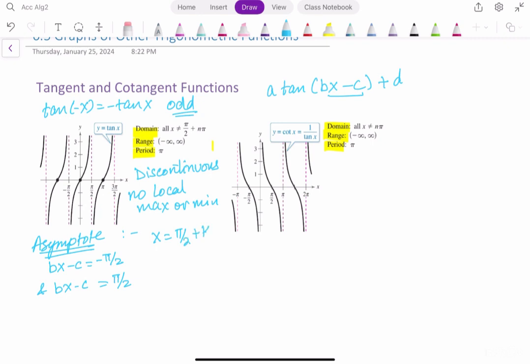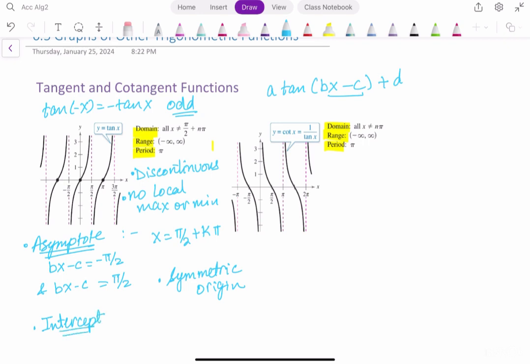If you remember from the sine and cosine function, bx minus c used to represent the phase shift. So the asymptote for the tangent function is pi over 2 plus k pi. In addition to every k pi, there will be an asymptote. As you can see from the graph, we have the asymptote at negative pi over 2, and then pi over 2 and 3 pi over 2 and so on. And it is symmetric to the origin, the same as the cubic function, which is also symmetric to the origin.